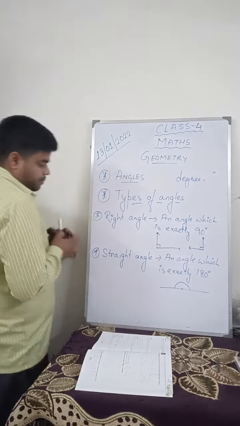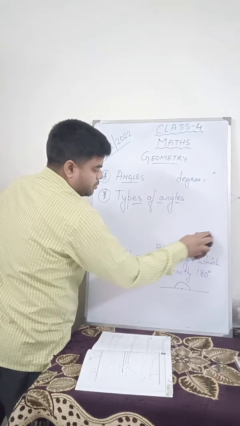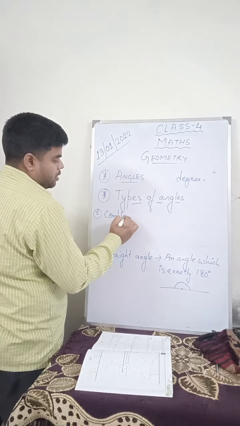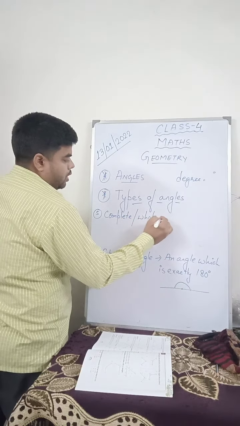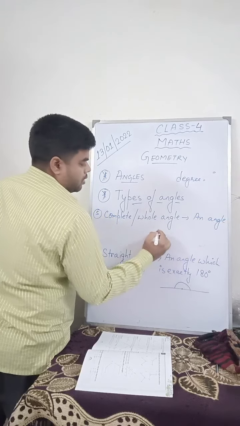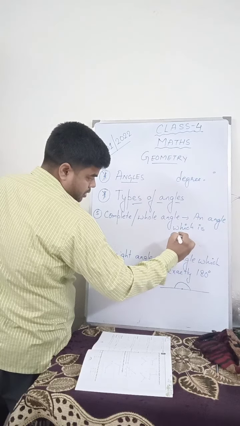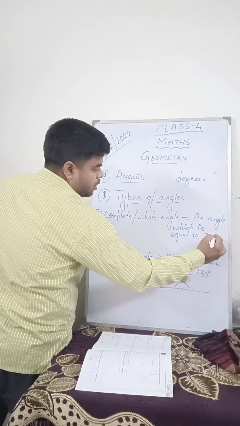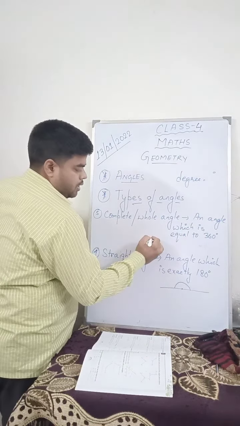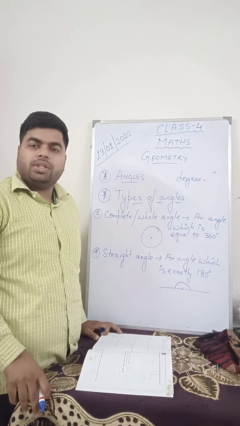Next is complete angle. Number 5, complete or you can say whole angle. An angle which is equal to 360 degree. So a complete angle or a whole angle is equal to 360, that means a full circle. Put a dot and then you make a circle. This total round, the whole degree of a circle, is equal to 360.